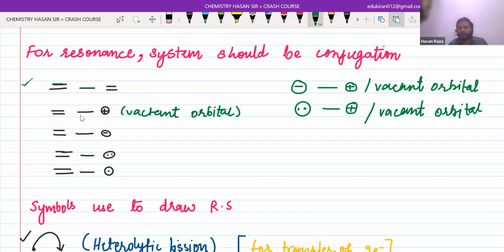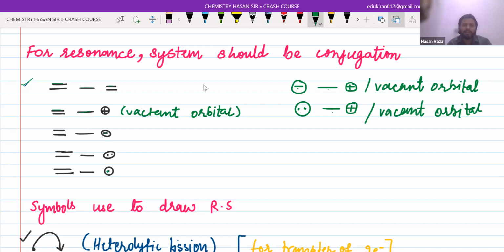If you see pi, sigma, vacant orbital, positive, that is conjugation. Pi, sigma, negative charge, it is also conjugation. Pi, sigma, lone pair, it is also conjugation. Pi, sigma, and free radical, it is also conjugation. Negative charge, sigma, vacant orbital, it is also conjugation. Lone pair, sigma, and vacant orbital, it is also conjugation. We will take an example of each and we will understand.